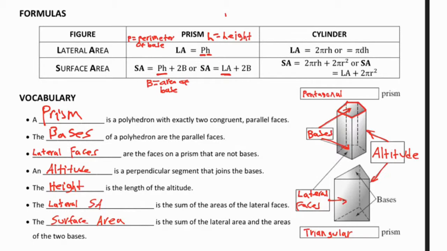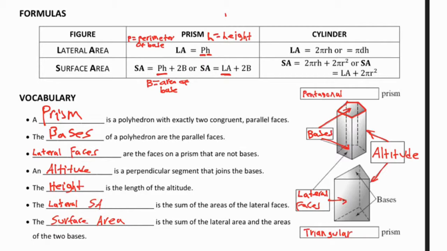So anytime you see a capital B, it always stands for the area of the base. Okay? And then lastly, we're looking at the lateral area and surface area of a cylinder. So the difference between a prism and a cylinder is a cylinder has a circle. So we have to end up bringing the pi stuff in.